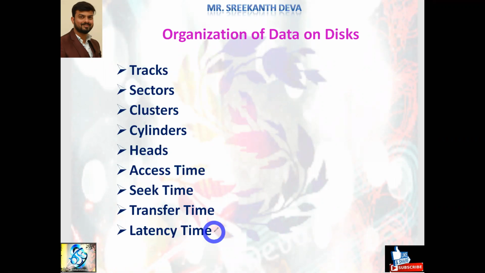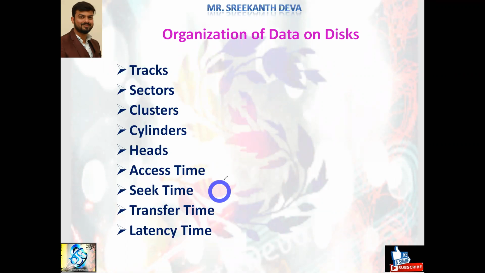Next, latency time. In accessing data on a disk, latency is defined as the time it takes to position the proper sectors under the read or write head. This becomes the latency time.